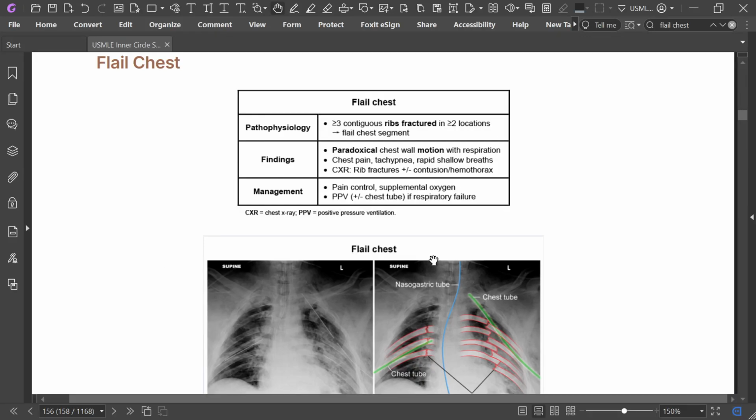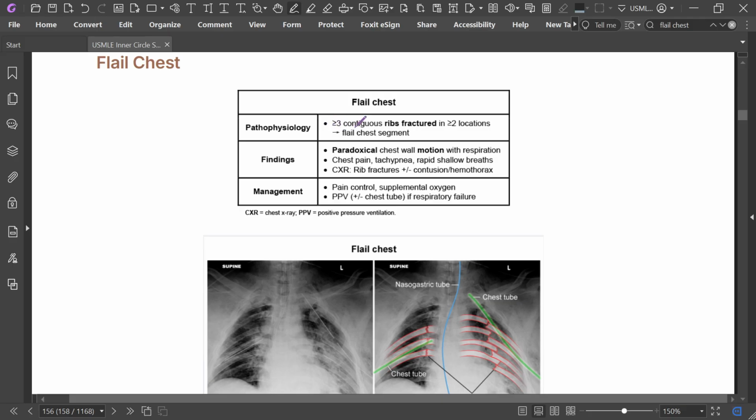Assalamu alaikum. Now I would like to discuss a very high yield topic of the respiratory system, that is flail chest. What is flail chest? How to diagnose a case of flail chest?